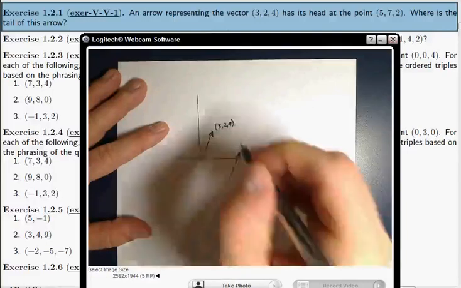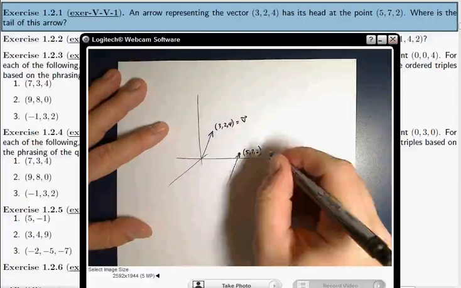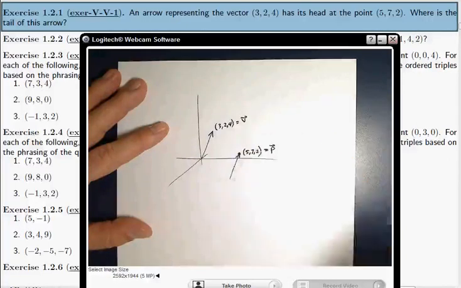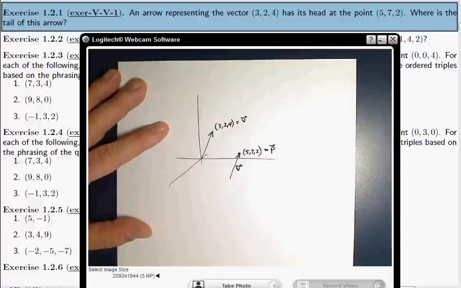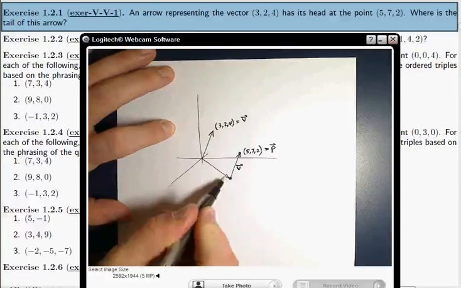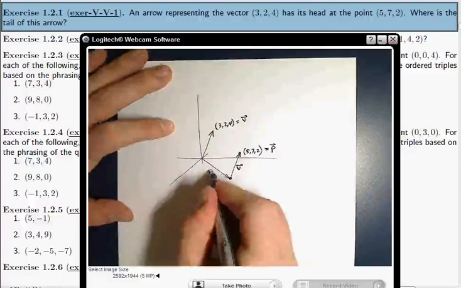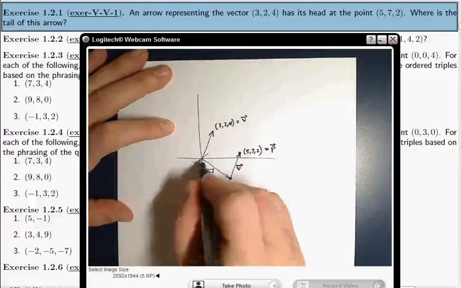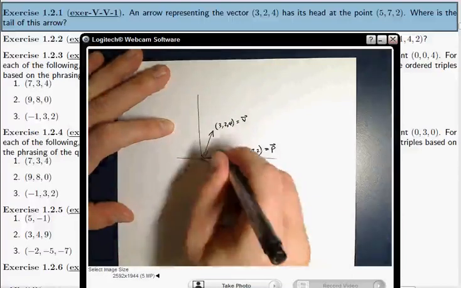So let's call this vector here V. Maybe I'll call this P. So there's V again, and I would like to know where is the tail. So I want to know where is this point. Well, I've got a little vector addition that's happening here. So I could call this W, and that's the position vector for P.